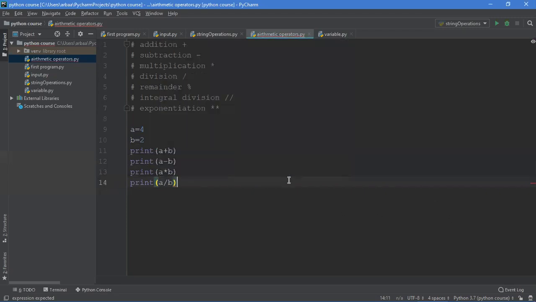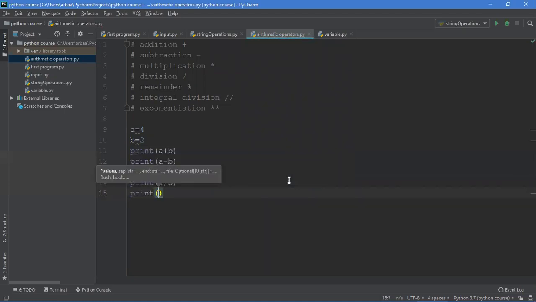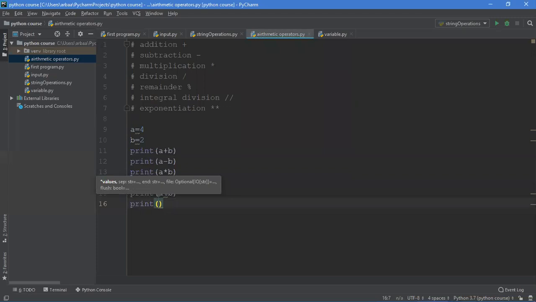Then let's use our remainder operator now. I'm going to say a divided by, no, not divided by, because to get the remainder we use the percentage sign. So a percentage b, just like that. Then I'm going to say print, and now we're going to use our integral division, and it's going to look like this: a, then double slashes, and then b.